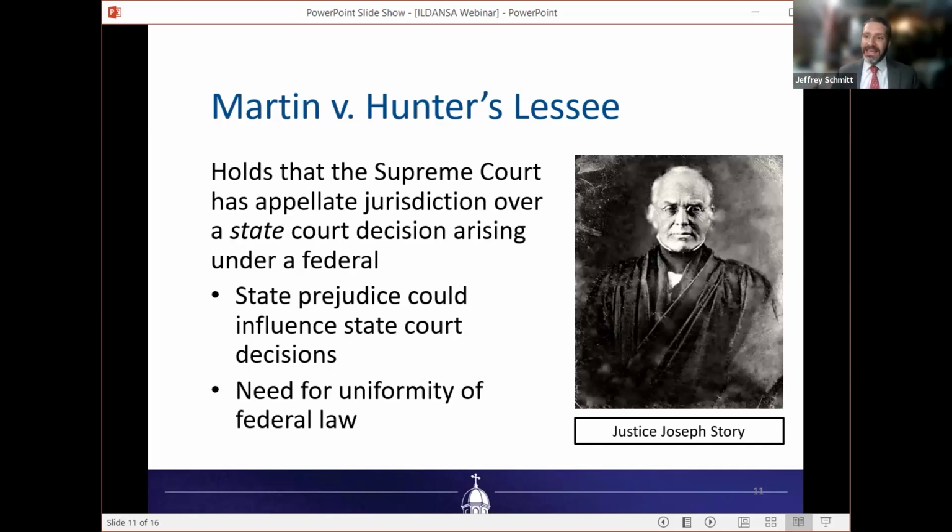Uniformity is sort of the key here, right? If the Supreme Court can't decide the meaning of federal law, then there will be no uniformity. Federal law will mean one thing in New York and a different thing in Dallas, right? That would be a very bad system. You wouldn't want to sign a treaty with the United States and have Texas interpret it differently than New York, right? So we need one body to decide these issues.